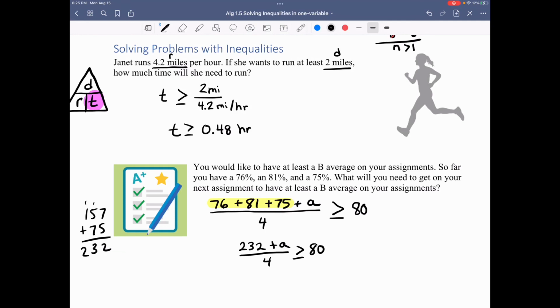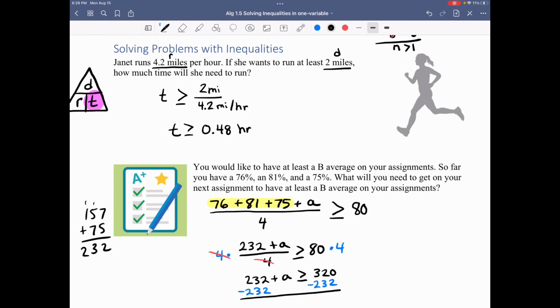Now, I need to multiply by 4 on both sides to get that 4 on the bottom to cancel, which is a little weird. We don't normally do that. But since it's in the denominator, we have to cancel it. So now we have 232 plus a, that's our next assignment, is greater than or equal to 80 times 4, which is 320. Then I just need to subtract 232 to figure out what I need to get on my next assignment.